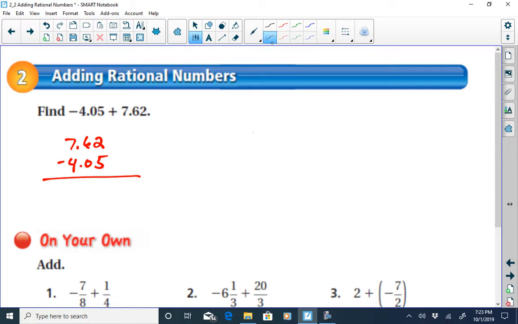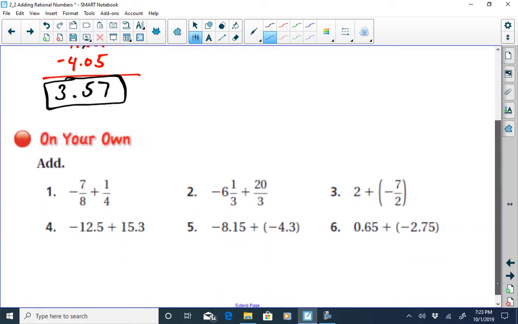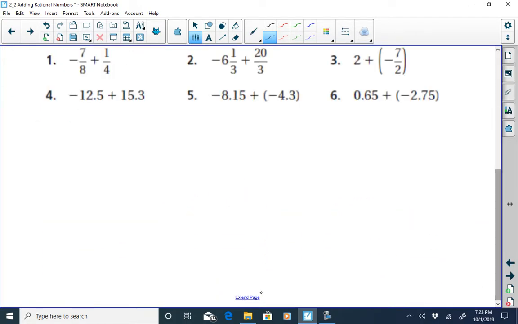When I subtract, I can't subtract 5 from 2, so I borrow from the 6, rename it a 5, and that 2 becomes a 12. 12 take away 5 is 7, 5 take away 0 is 5. We have to line up the decimal points when we're adding or subtracting decimals. 7 take away 4 is 3. So now I know my answer is going to be positive 3 and 57/100, because I have more positive than negative. Alright, so let's take a look at a few examples.